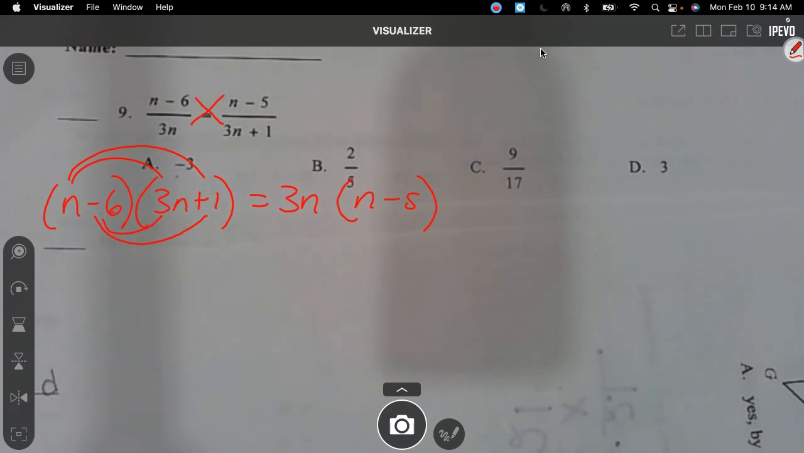And then it goes back again to chapter 7 in Algebra 1. What's n times 3n? 3n squared. You have to remember to add those exponents, okay? It's a lot, I know. Then n times 1 is n. Negative 6 times 3n is negative 18n. And negative 6 times 1 is negative 6. Okay, then you multiply this one. Again, you get 3n squared, and then 3n times negative 5 is minus 15n. Okay, combine like terms.